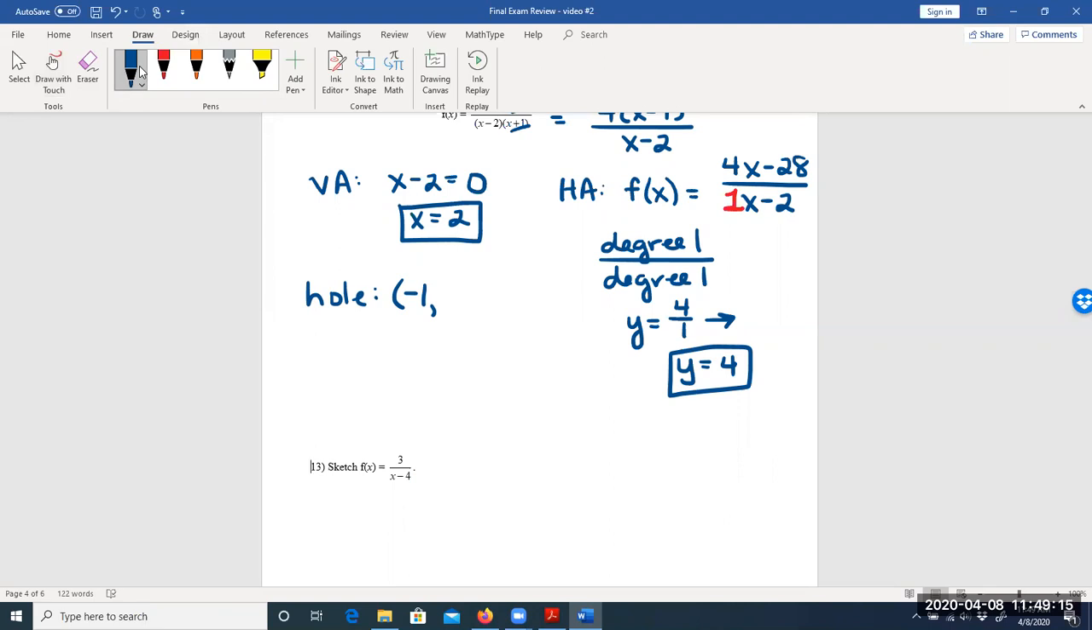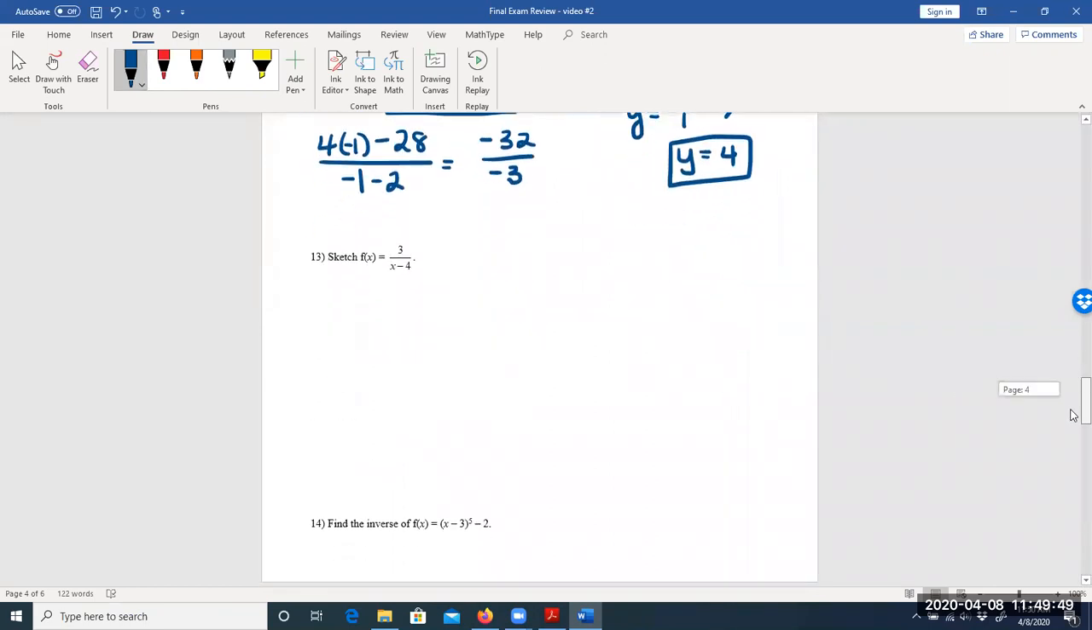Then to find the y-coordinate of the hole, I'm going to plug that x-coordinate into my reduced function. In the numerator, I get -32, and in the denominator, I get -3. A negative divided by a negative is a positive. So here is my hole.